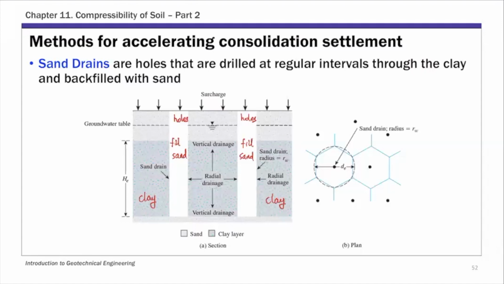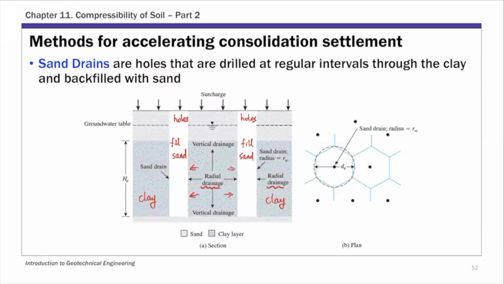So these sand drains, they do two things. First, they provide a radial drainage path. Remember previously for that 1D consolidation, the only way out for clay is through either the top or the bottom, depending on the layer. So it's just a one-way drainage in the vertical direction. But if you add sand drains, there's an additional way for water to escape. So that's a radial drainage path.